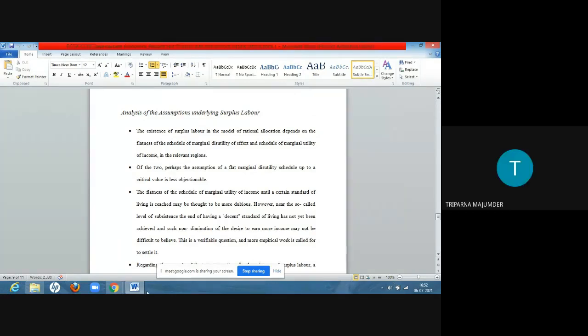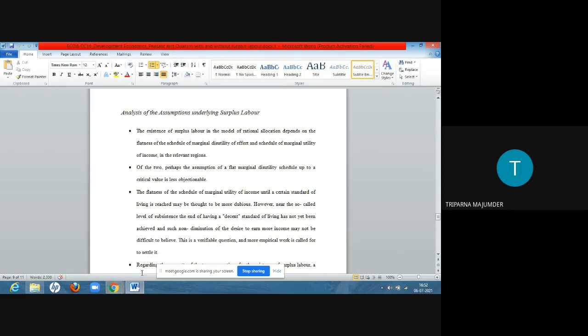Yes, ma'am. Okay. Now we analyze the assumptions underlying surplus labor. Now, existence of surplus labor in this model of rational allocation depends on the flatness of the schedule of marginal disutility of effort and schedule of marginal utility of income in the relevant regions. Of the two, perhaps the assumption of the flat marginal disutility schedule up to a critical value is less objectionable.